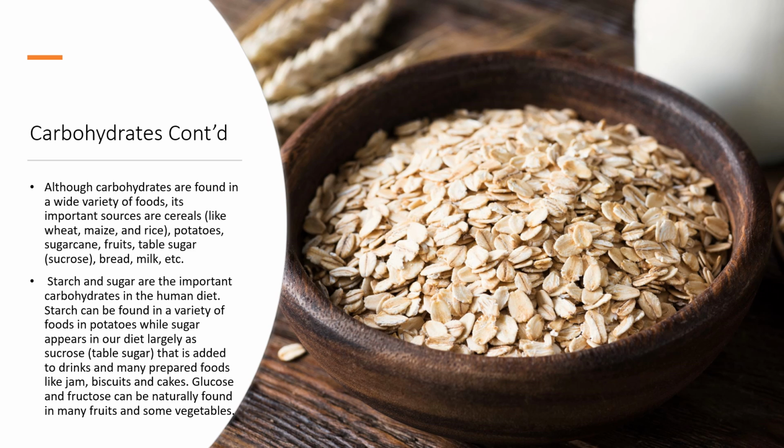Starch can be found in a variety of foods like potatoes, while sugar appears in our diet largely as sucrose, which is table sugar, that is added to drinks and many prepared foods like jam, biscuits, and cakes. Glucose and fructose can be naturally found in many fruits and some vegetables.